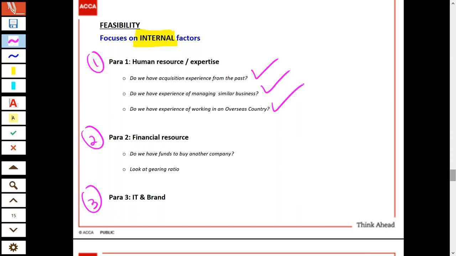Under financial resources, you need to see whether you have the funds to acquire the company. Acquisition may look good, but you need some funds as well. So do you have the finances to acquire? You might have to look at the gearing ratios. If the gearing is high, then you will say that arranging funds will be difficult. If the gearing is low, you will say that the company can raise debt financing to finance the proposed acquisition. Very simple, very basic, common sense stuff.